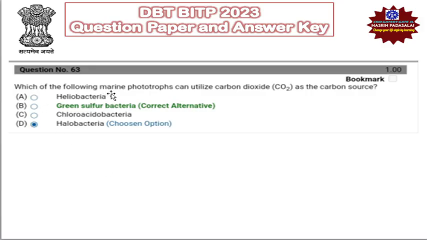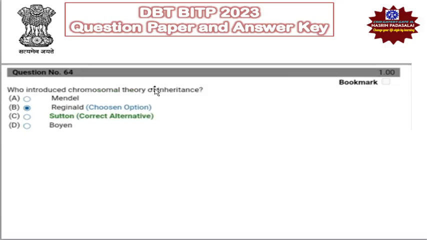Next, which of the following marine phototrophs can utilize carbon dioxide as a carbon source? The correct answer is green sulfur bacteria, which has the capacity to utilize carbon dioxide as a carbon source. There are other carbon sources that are highly available, and some organisms employ methanol, acetate, or organic acids as carbon source. Halobacteria employ amino acids as their carbon source. So it depends upon the nature of the bacteria. Here they are asking for the phototroph that utilizes CO2 as carbon source. The correct answer is green sulfur bacteria.